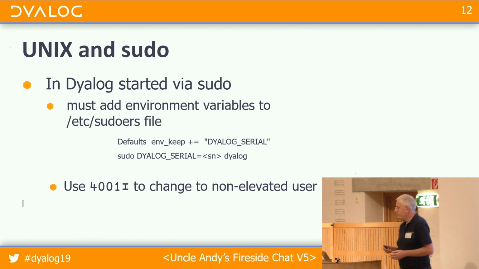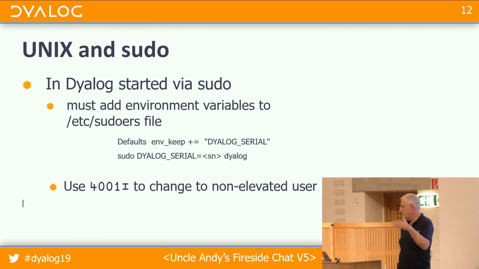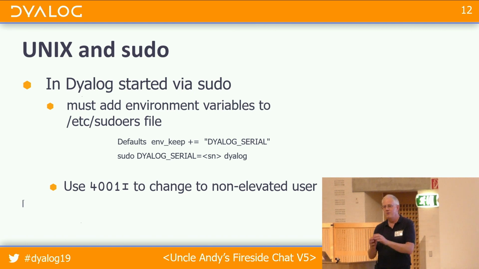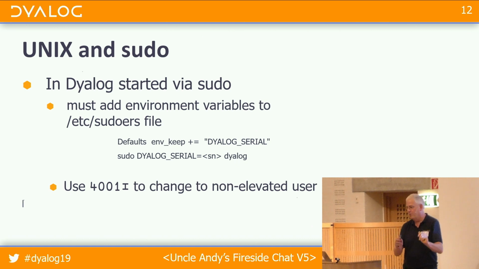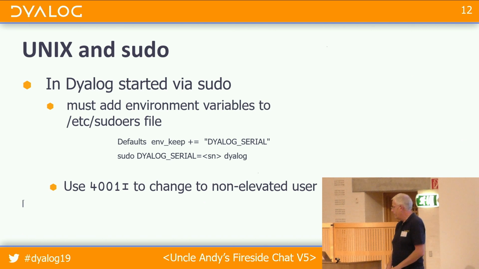So when we realized this was going to be a bit of a problem, Jeff introduced 4001 I-beam, and that allows you to change your effective user ID from root to a normal user. So you've lost the ability to wipe the operating system out. Wipe your own files out, that's your problem. Wipe the operating system out, the sysadmin might get a little bit cross with you.